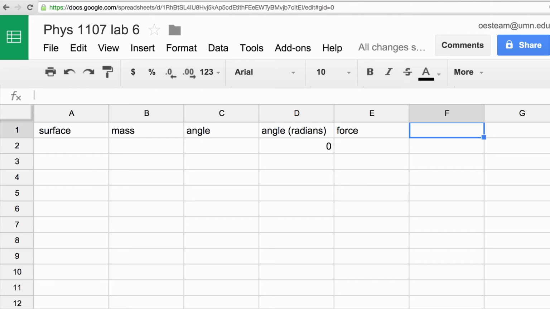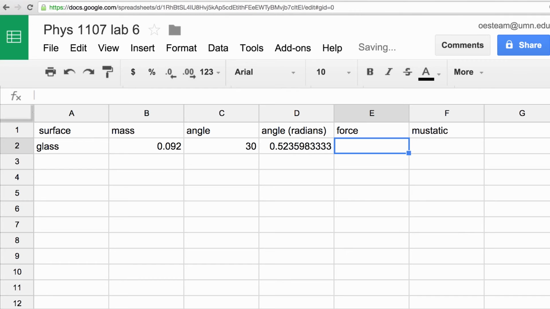When I'm calculating with this, it will be mu static, and we'll make a column for that. Start off with the surface as glass, the mass is 0.092 kilograms. The angle I have here is 30 degrees, and the force is 0.76.